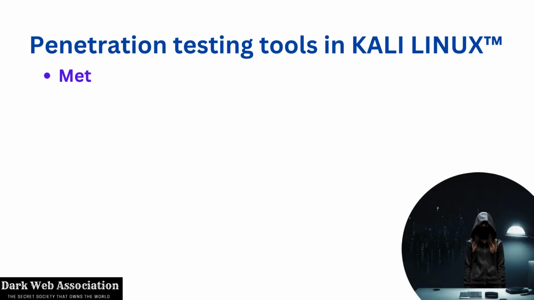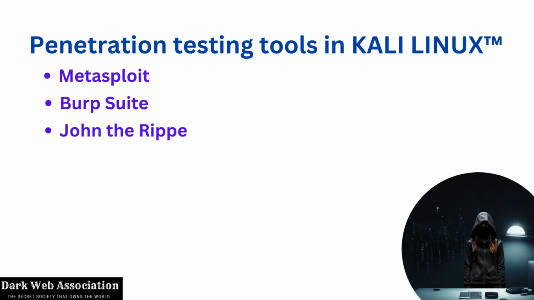To begin, Metasploit can be used to look for and exploit vulnerabilities on machines. Burp Suite is another tool that helps to test for weaknesses in web applications. And finally, John the Ripper is a tool used to guess passwords.